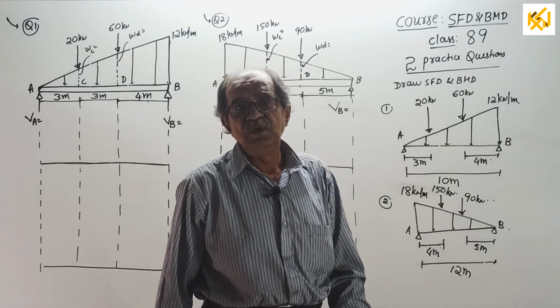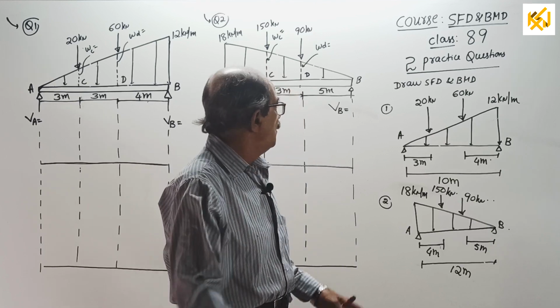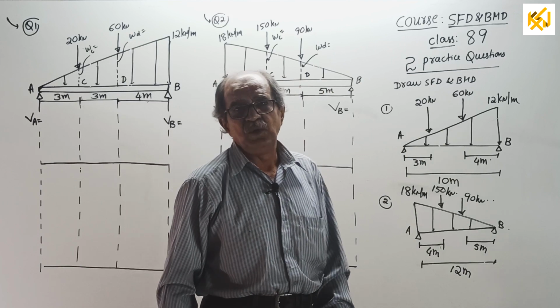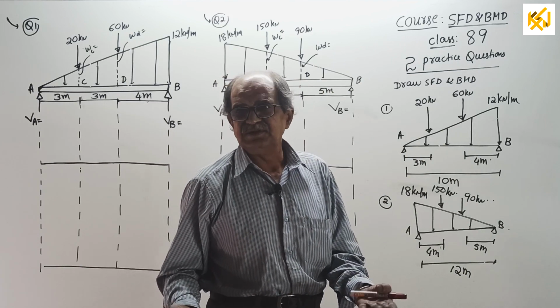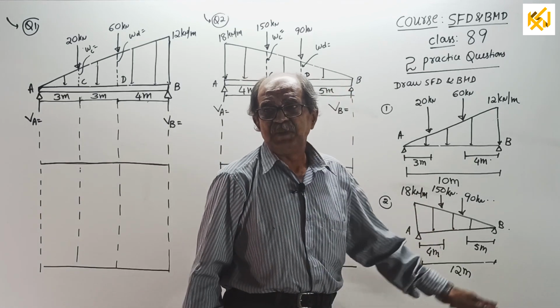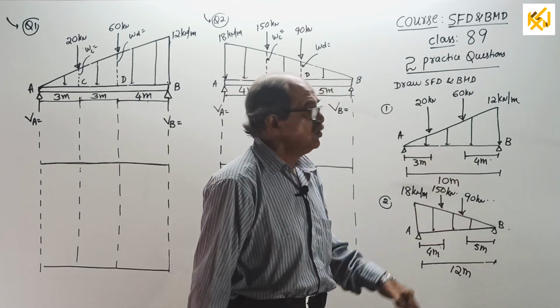As I told last time, two practice questions. Once I will take UVL this way with a 2-point load. I first thought of taking 3-point load, but 2 is sufficient to understand the concept. Then UVL this way with the 2-point loads. Last part of this one, that is UVL with the point loads.